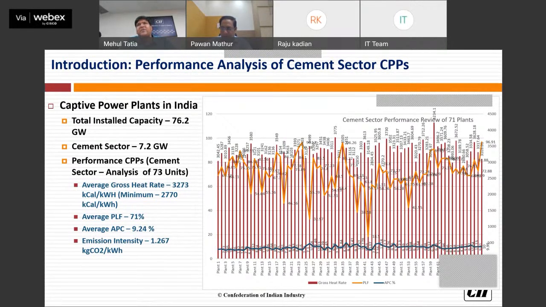And we also tried to check what could be the overall emission intensity of the captive power plants in the cement sector. With the numbers, we were able to calculate it at around 1.267 kgs of CO2 per kilowatt hour. Just for a quick reference, not to make any comments on this, if we compare this to the grid emission intensity, it is around 0.79. But maybe that is dependent on a lot of other things. For example, the grid has a lot of renewable energy. It has a lot of bigger supercritical and bigger thermal power plants.